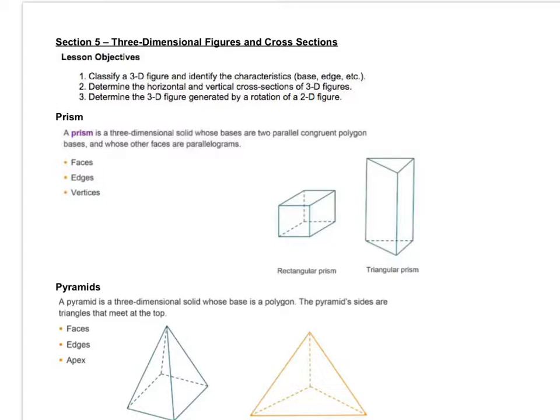We're going to start the introduction of three-dimensional figures and cross-sections. So the first thing we want to do is be able to classify a 3D figure and identify the characteristics of that 3D figure, like a base and an edge. And we want to determine the horizontal and vertical cross-sections of 3D figures. We also want to determine the 3D figure generated by rotating a two-dimensional figure. So we'll talk about that later.